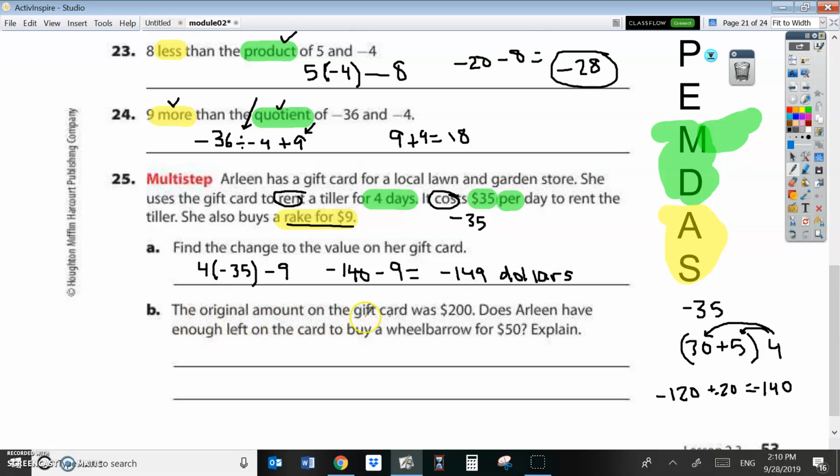The original amount on the gift card was 200. Does Arlene have enough left on the card to buy a wheelbarrow for $50? Explain. So 200 minus 149 equals 51.